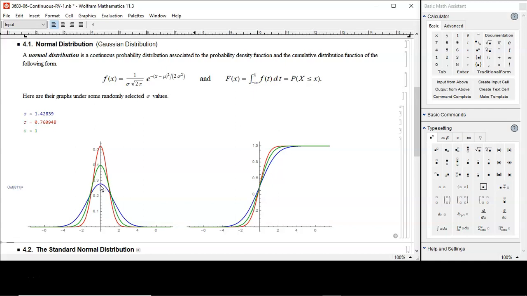Sigma, the standard deviation, is more spread out, right? And red is 0.76 something, so smaller sigma, smaller standard deviation. As you can see, more concentration toward the middle. Green is the standard case 1. See here in this picture. Blue, bigger sigma, more spread out. Red, smaller sigma, more concentration toward center, less spread. And as for CDF, okay.